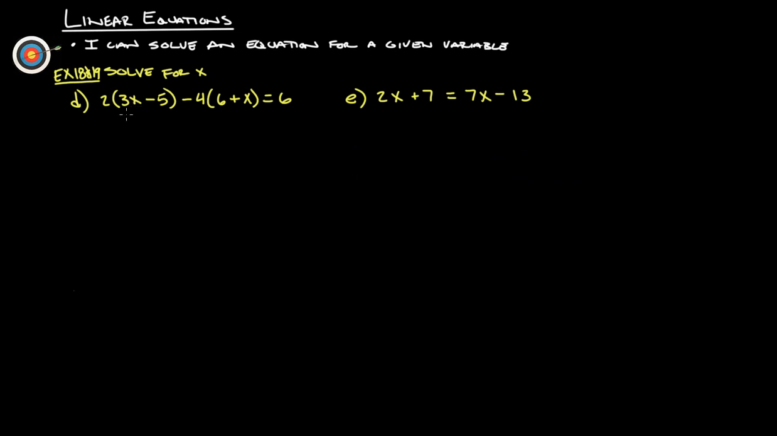Let's distribute through here: 2 times 3x and 2 times negative 5. So that gives us 6x minus 10. And then let's distribute the negative 4 to both of those. So negative 4 times 6 is negative 24. Negative 4 times x is negative 4x. All equals 6.